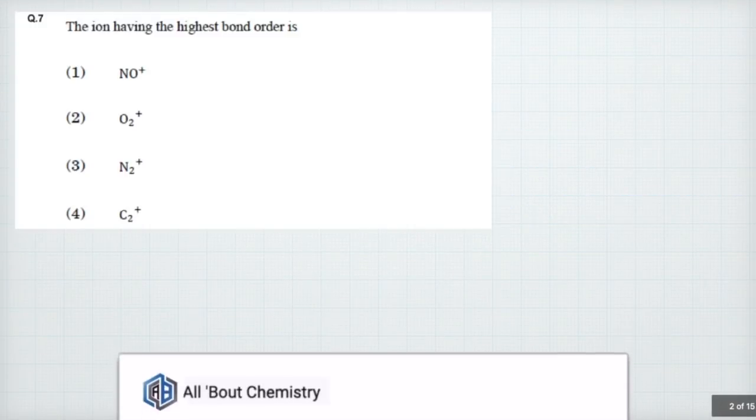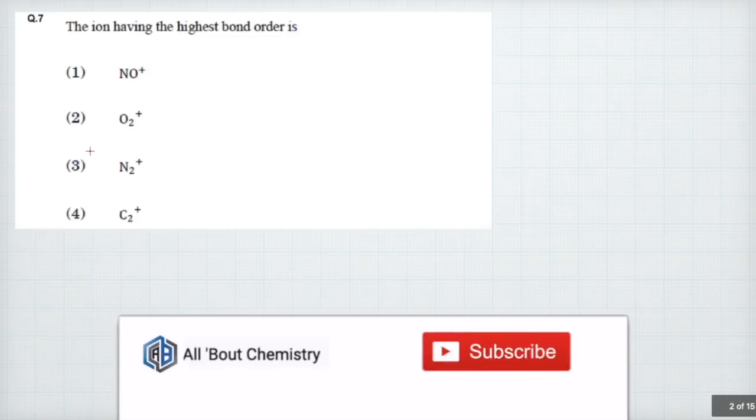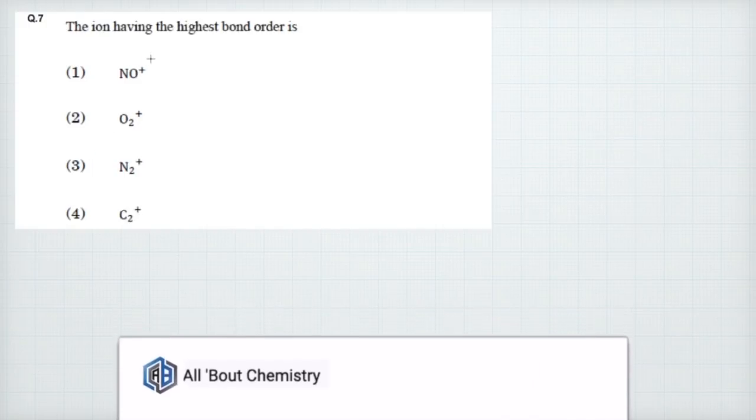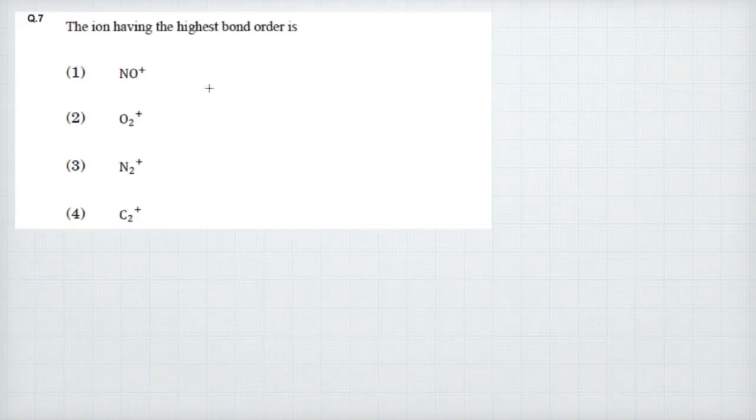So the first question over here was based upon a very simple concept. It says that the ion having the highest bond order is, okay, so the ion which has the highest bond order. So the basic trick which we generally apply for calculating the bond order is by calculating the total valence electrons. So if you know the total valence electrons, you can easily tell the bond order, right?